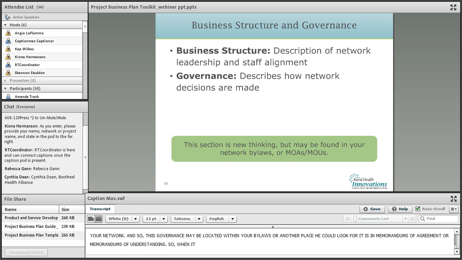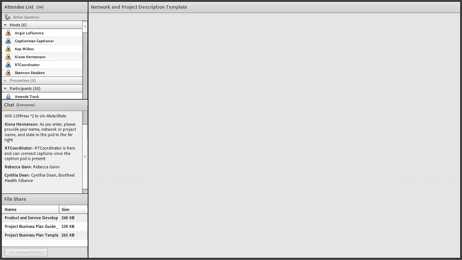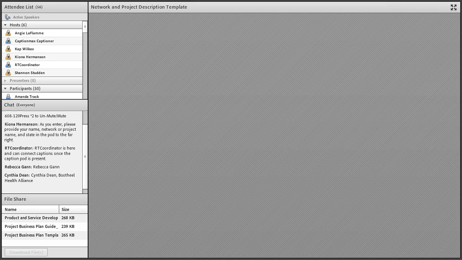The final piece of the network and project profile section is the business structure and governance section. This is another area that is probably going to be new thinking for you, and it's most likely not going to be part of any of the plans that you've created to this point. Business structure is where you provide a description of your network's leadership and staff alignment. It's going to provide a picture of leadership, staff, reporting relationships, and the division of responsibility.